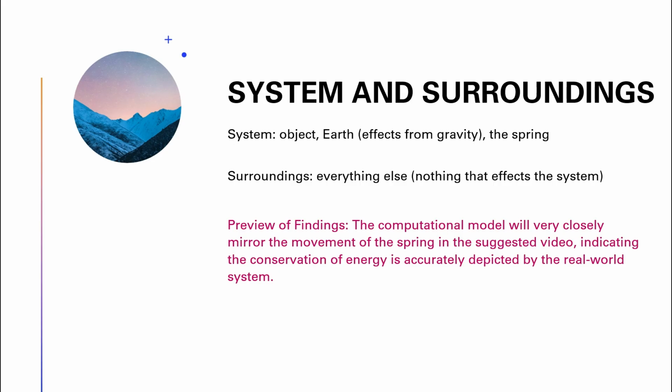For system and surroundings, our system is the object that is on the spring, the Earth, which is factored into the system by gravity, and then the spring itself. The surroundings are everything else, but nothing that affects the system, hence we have an isolated or closed system. So the preview of findings is that the computational model will very closely mirror the movement of the spring in the suggested video, indicating that the conservation of energy is accurately depicted by the real-world system. When I say suggested video, that's the one that Dr. Alicia Munoz gave us access to complete this lab. It was option 1 for the lab.